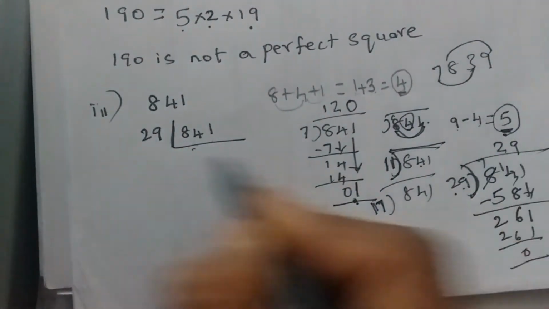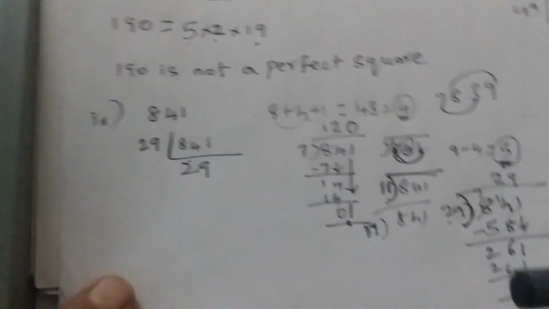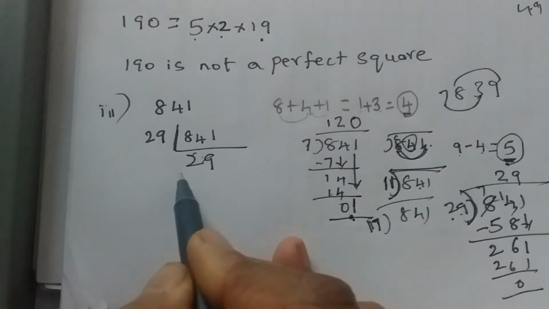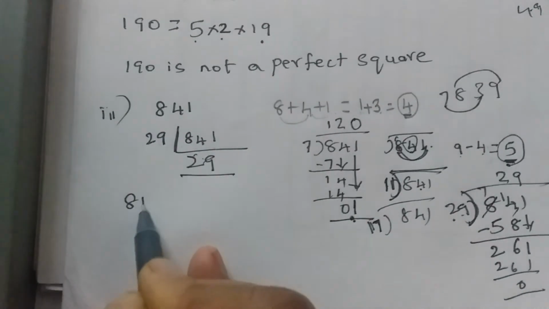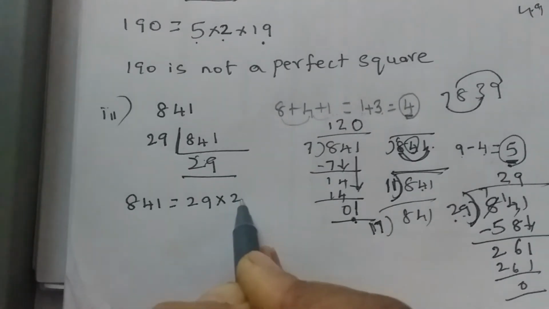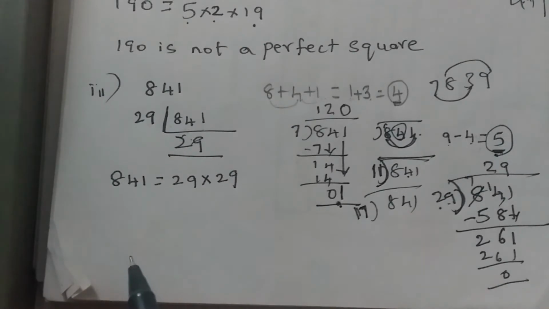So 29 into how many times? 29. 29 into 29 is 841 and it is a prime number. We can stop the division. So you write it. Therefore, 841 is equal to 29 into 29. Now tell me children, is it a square number? 841? Yes or no? Yes.